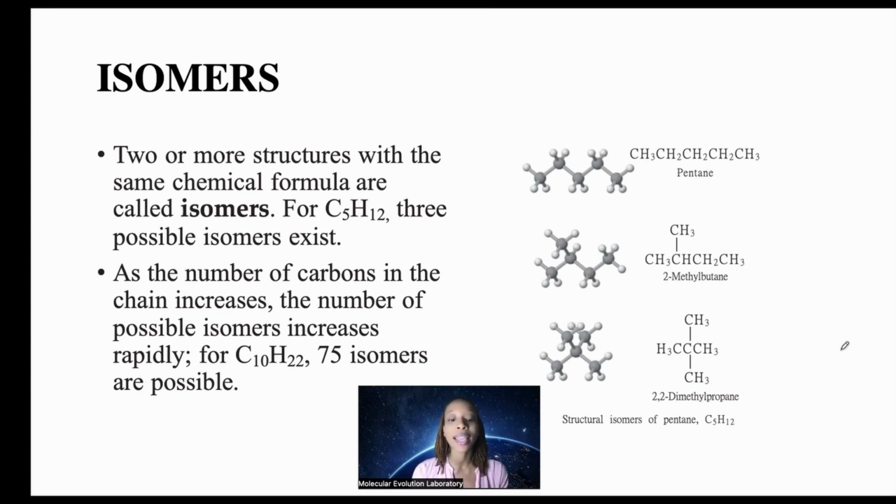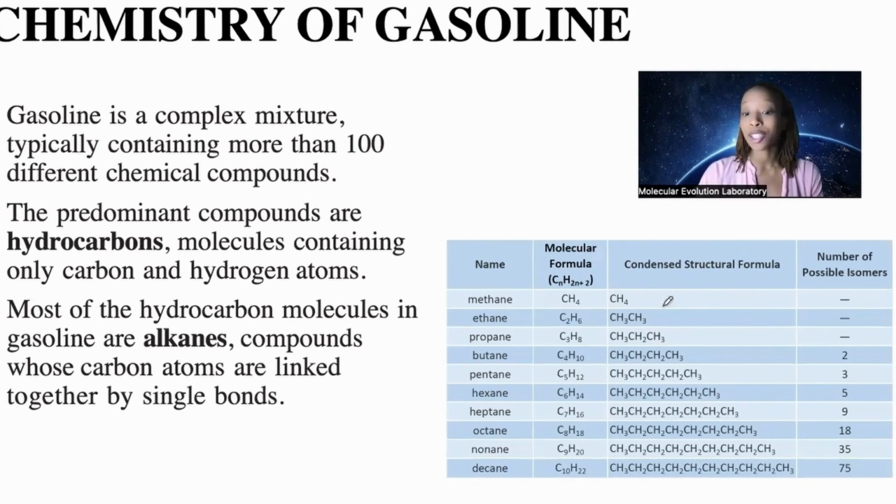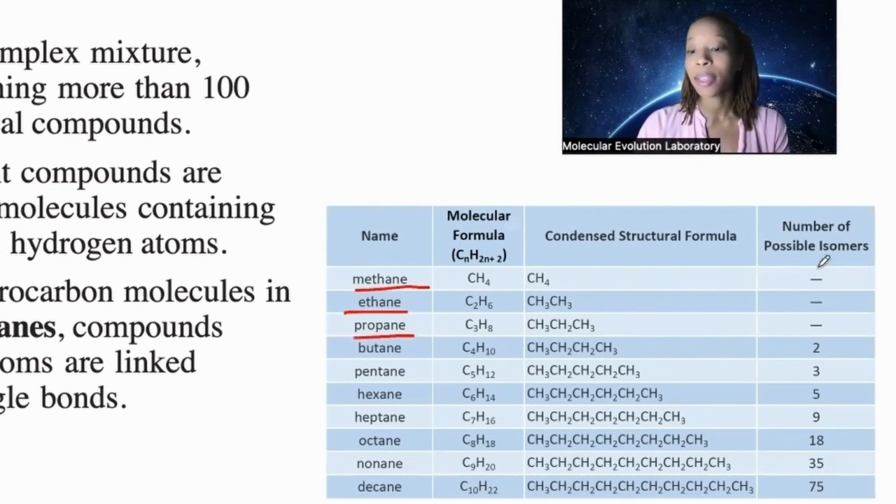For C10H22, decane, 75 isomers are possible. But as you can see, for methane, ethane, and propane, there are no isomers. Butane has 2 isomers possible, pentane 3, hexane 5, heptane 9, and octane up to 18 isomers, and so on.